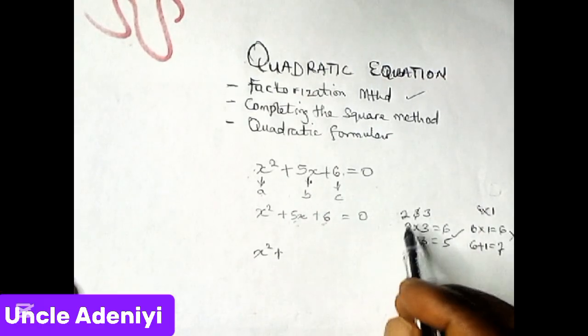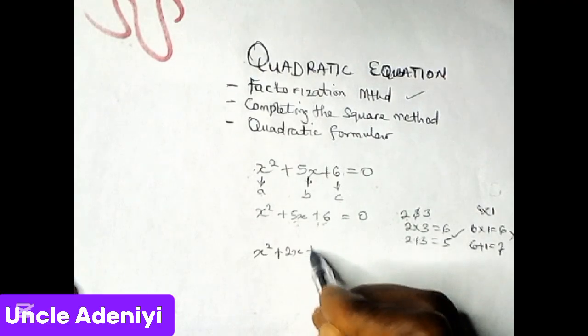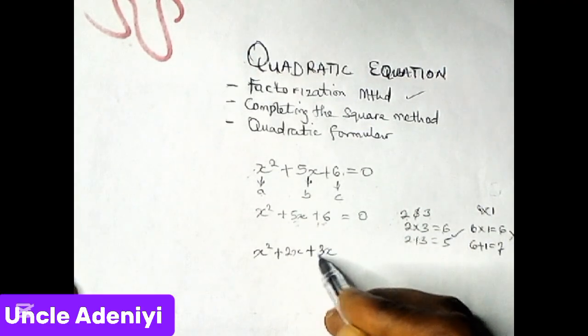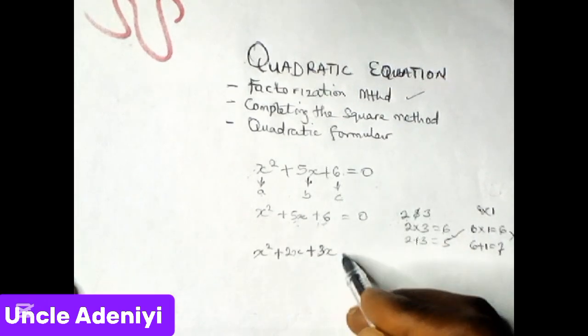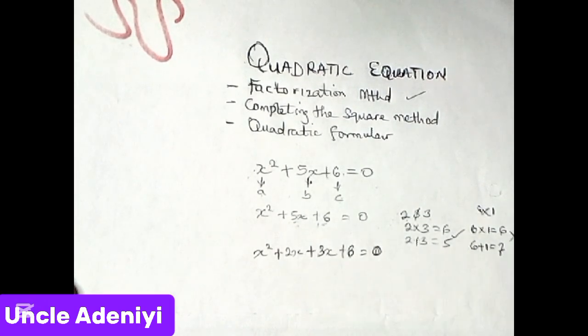Bring your plus here. Come put your 2. 2s. Abi? Come put your plus again. Plus. What does it mean? 3s. Abi? Come put your 6. With the equals to what? 0. What's the difference between this one and this one?